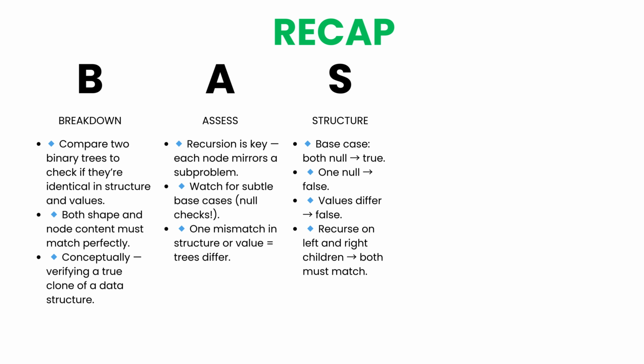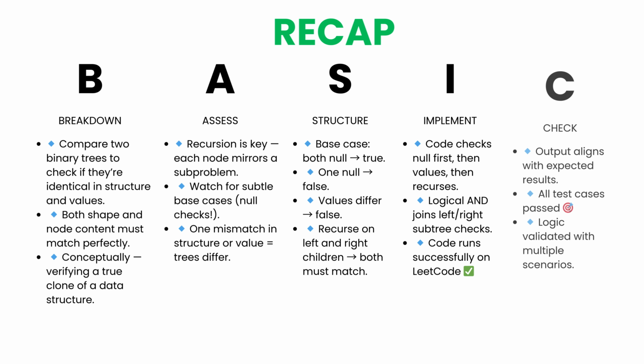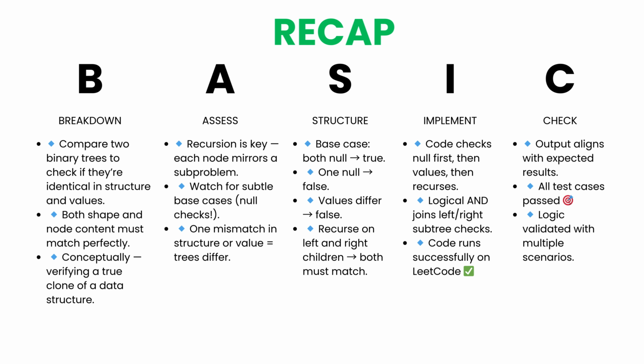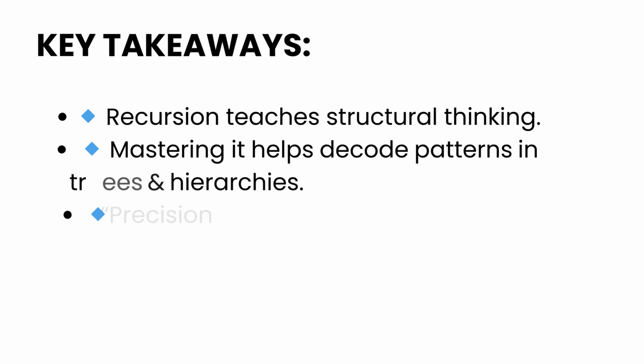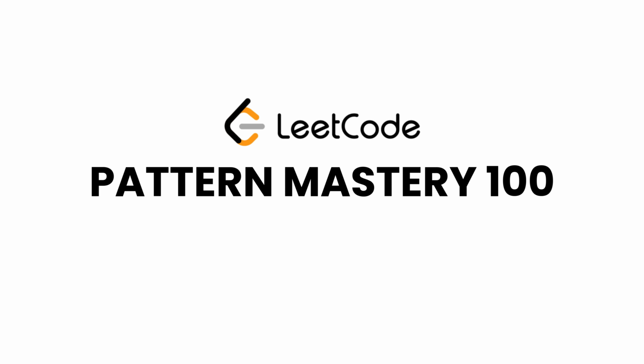Our plan was a tight sequence. Handle the null checks first. Compare values when both nodes exist, then recursively verify left and right. Both sides must agree for the overall result to be true. We translated that plan directly and ran it on LeetCode, with clean execution and no errors. We validated with examples. Identical trees return true, and differences in shape or values returned false. Test cases passed as expected. The big lesson: recursion succeeds when base cases are exact and comparisons are symmetrical. Nail this pattern, and you're set up for problems like Symmetric Tree, subtree checks, and beyond.